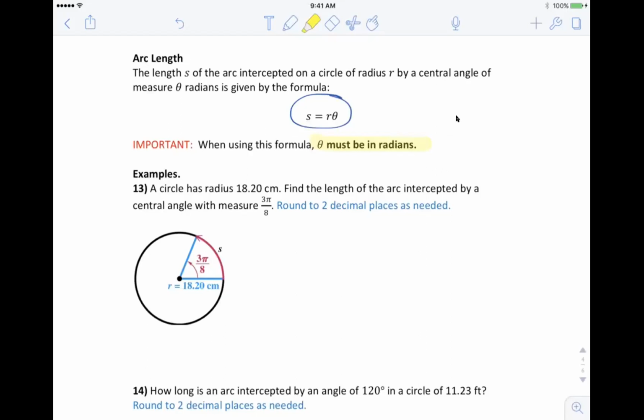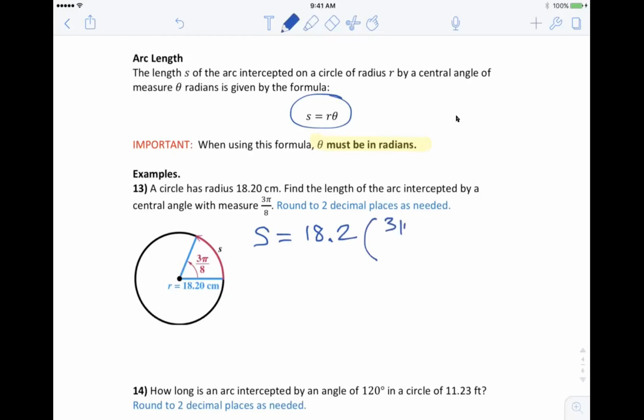Let's look at an example. You have a circle of radius 18.2. Find the length of the arc intercepted by an angle of 3 pi over 8. So there's a picture of it. We're trying to find S in that picture. That S is an arc length. So applying my formula, S is equal to r, which is 18.2, and then times theta, which is 3 pi over 8.